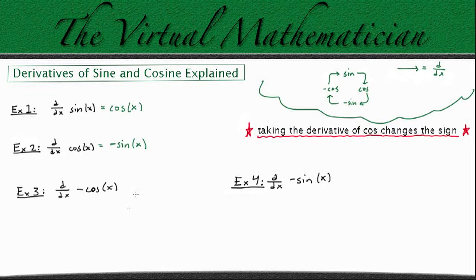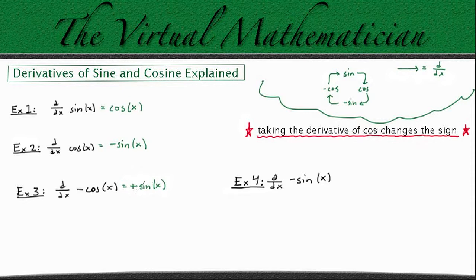Alright, now let's look at example 3. Example 3 says, take the derivative of negative cosine of x. So we know the derivative of cosine is sine. And whenever we take the derivative of cosine, the sign of our function changes. So since we started off with negative cosine, our sign is going to change from negative to positive. So the derivative of negative cosine of x is positive sine of x.